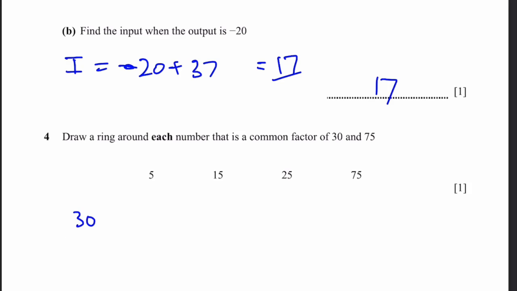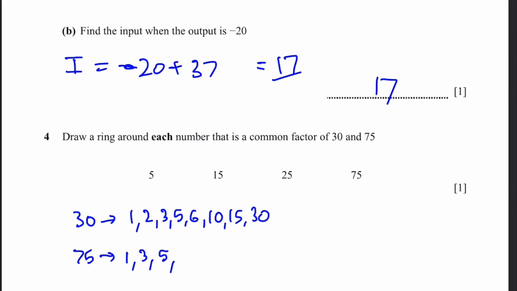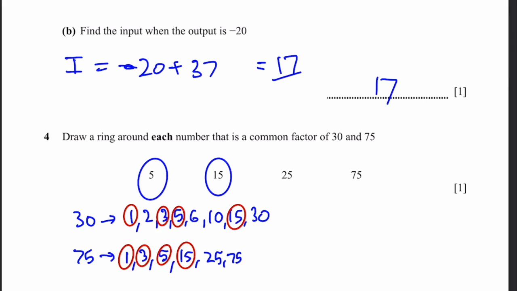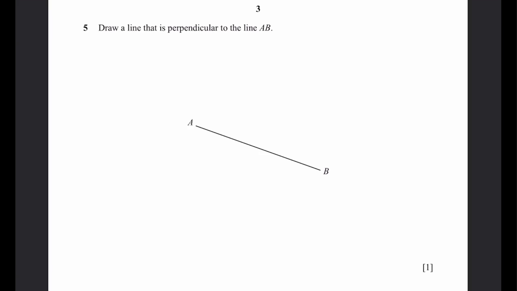So 30, the factors are 1, 2, 3, 5, 6, 10, 15, and 30. And for 75, it'll be 1, 3, 5, 15, 25, and 75. The common factors are 1, 3, 5, 15. Out of these four, there's 5 and 15 over here, so we can draw a ring on 5 and 15. Question 5. Draw a line that's perpendicular to the line AB.